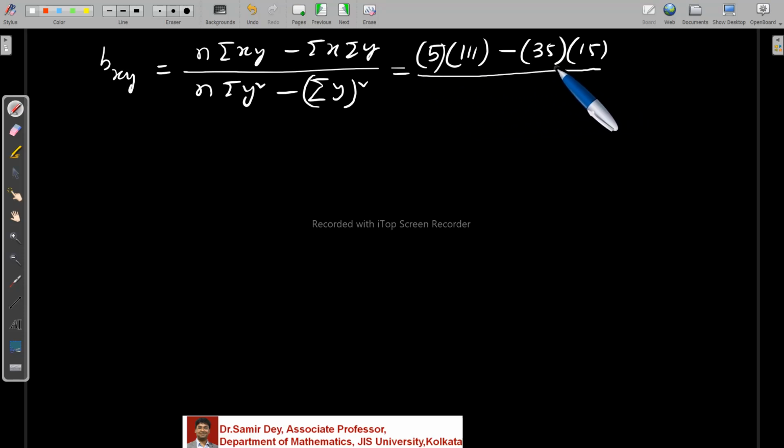Okay, now you simplify, and n is equals to 5 itself. Summation y square is equals to how much? 49 minus summation y, how much? 15 whole square. Now if you simplify, it will be 1.5. Please check carefully. It is coming 1.5. I'm using calculator. Okay, so please write down.